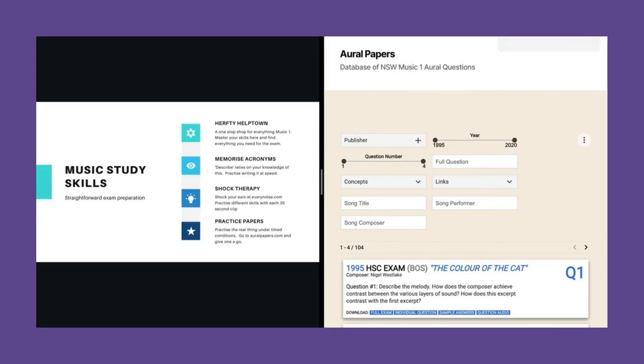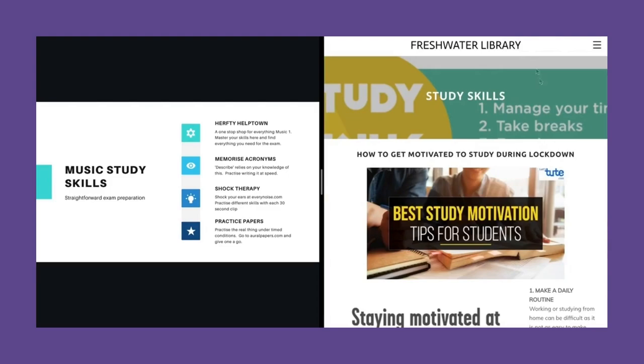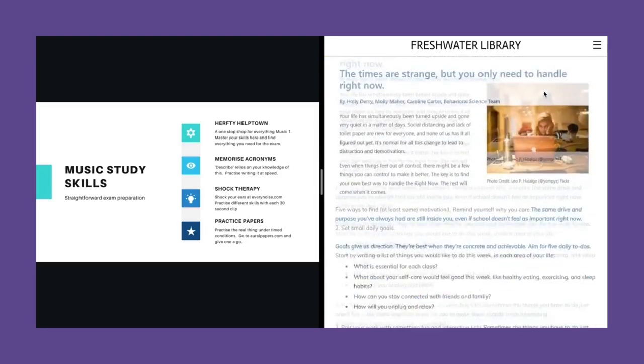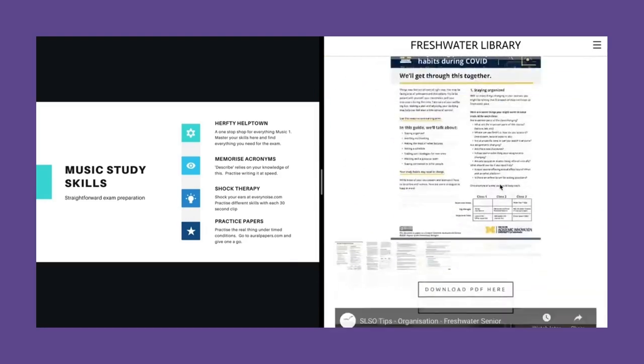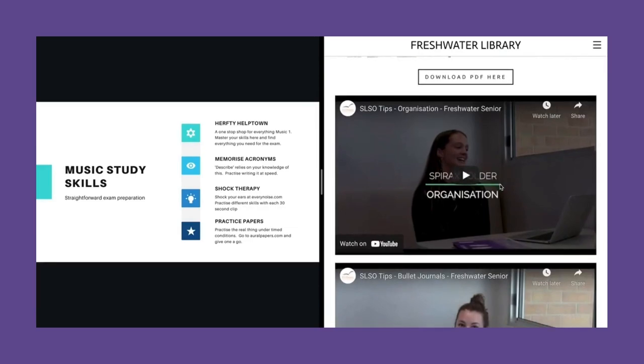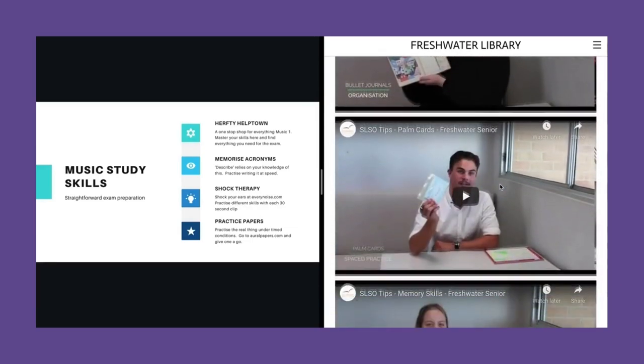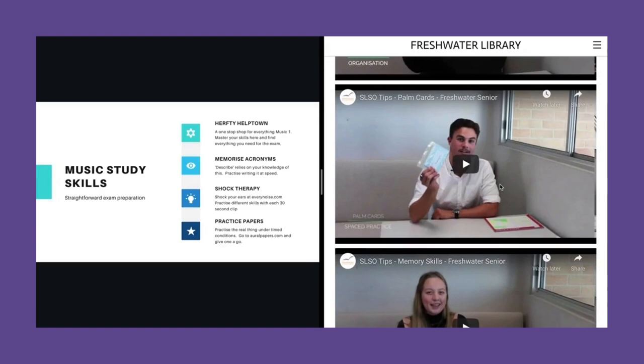And finally, just in terms of a general study skills tip, remember you have the freshwaterlibrary.weebly resource. It's got a whole bunch of study skills, especially centered to self-directed learning and online learning. But there's also the SLSO tips that are centered towards HSC preparation as well, as well as you have the mastering handbook as well.